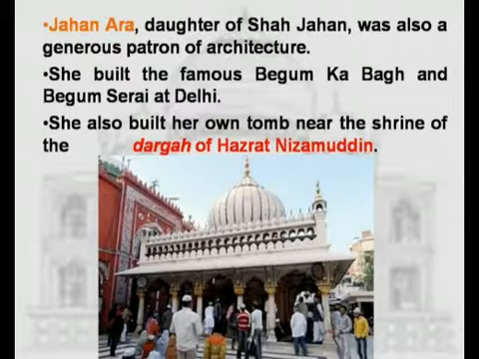Jahan Ara was the daughter of Shah Jahan, and she was also a generous patron of architecture. She built the famous Begum Ka Bagh and Begum Sarai at Delhi. She also built her own tomb near the shrine of Dargah of Hazrat Nizamuddin.